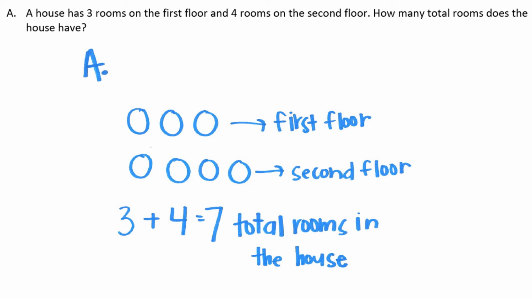Below option A in blue is where you see my work. I drew a picture to match answer choice A. I drew 3 circles to represent the 3 rooms on the first floor, and then I drew 4 circles to represent the rooms on the second floor. The question asked me how many total rooms does the house have, so I put 3 and 4 together and got 7 total rooms in the house.